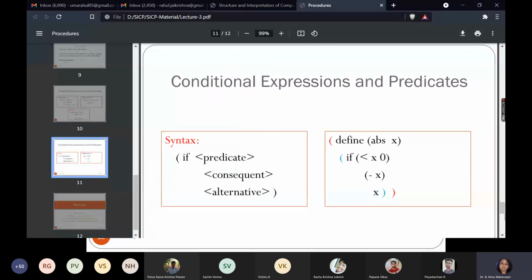So look at the if. This consequent can be another if. You take to compare 2 variables. Okay, so if it is true, go to the consequent. In the consequent, you can write another if statement, right?